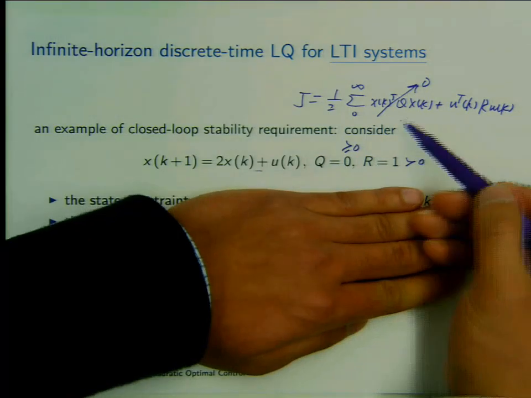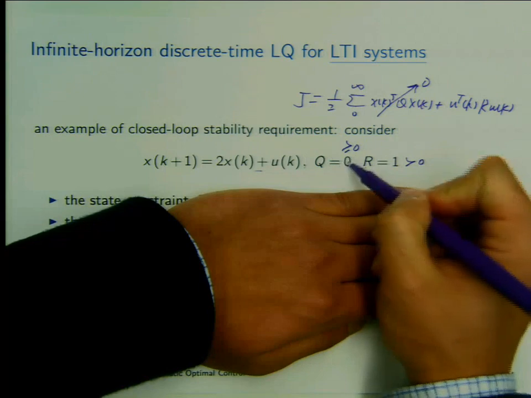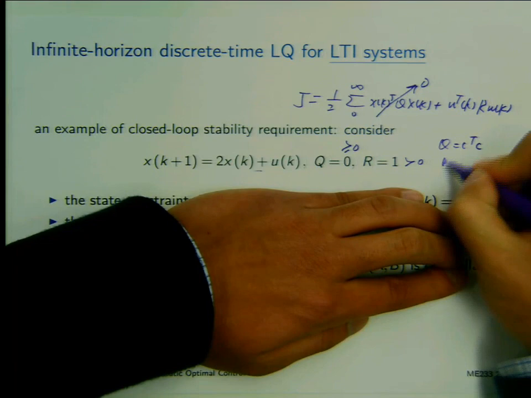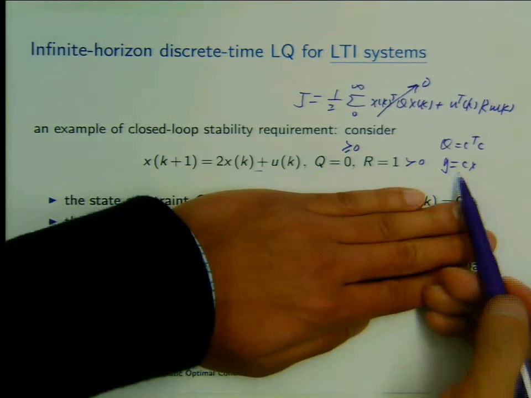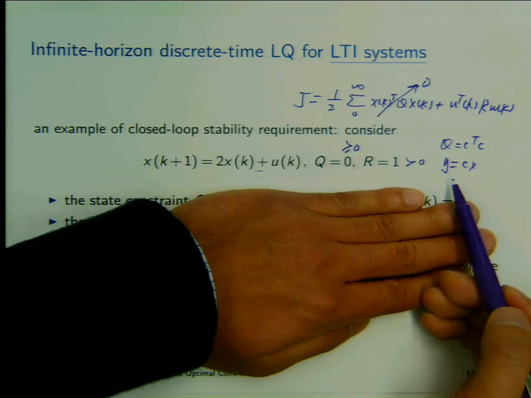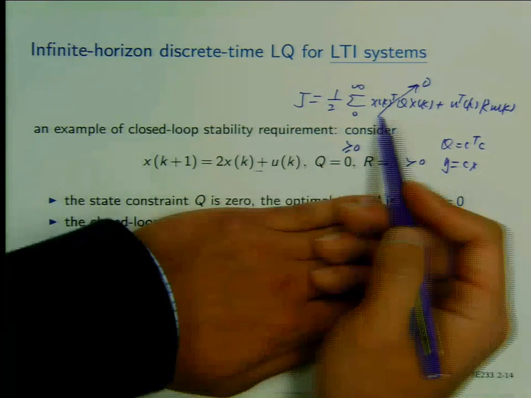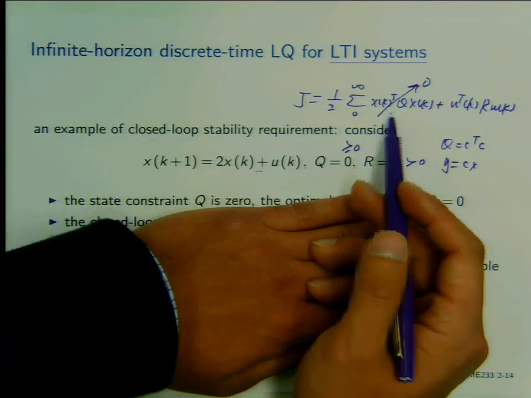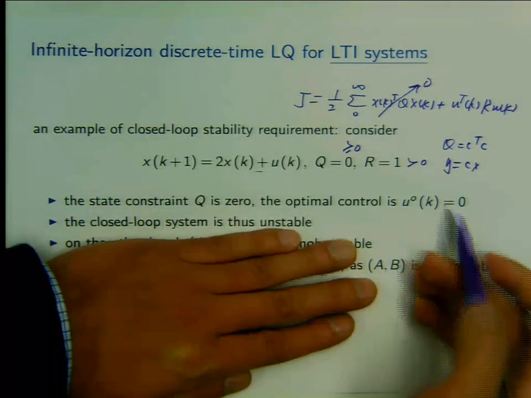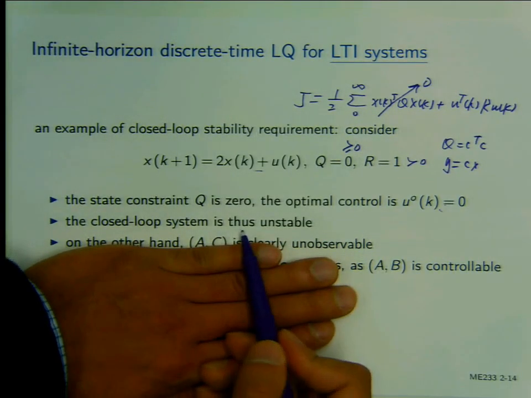And the reason for that is, if Q is 0, it's sort of like defining Q equals C transpose C and y equals Cx, where from this output we cannot tell anything about the states because this is 0. If we can't tell anything from the states, there's nothing we can do in this minimization. So you see, the optimal control is 0, and the closed-loop system is not stable.